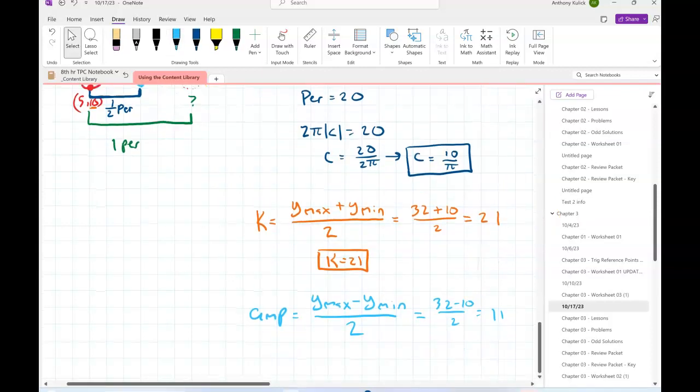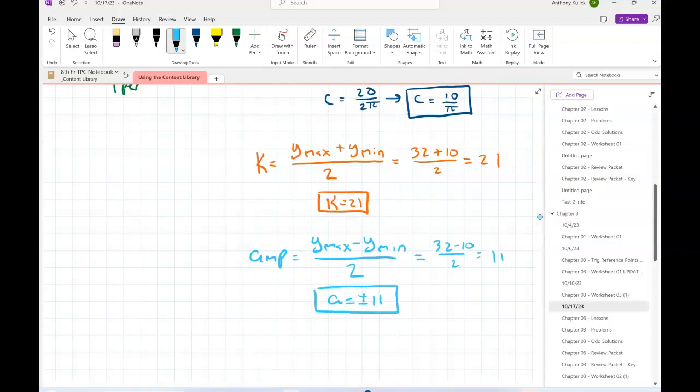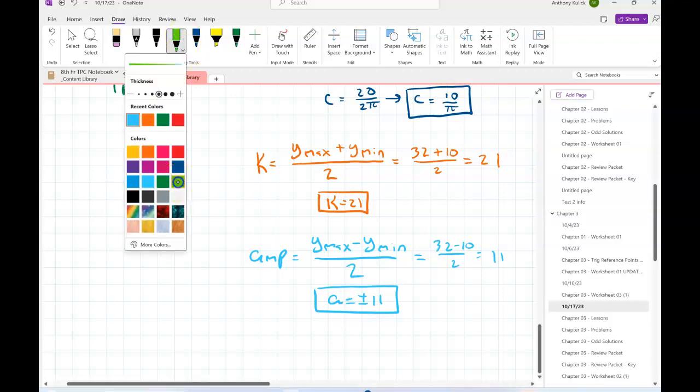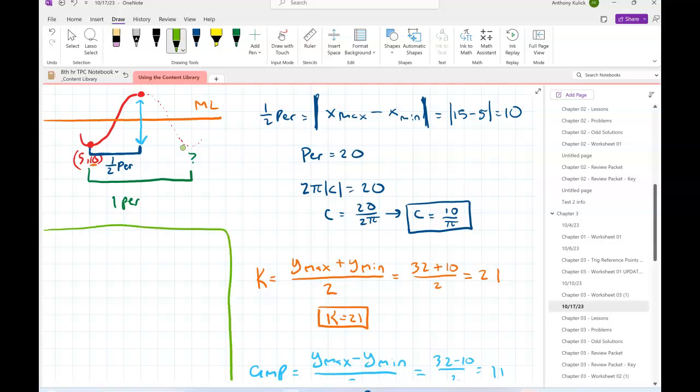It'll be 11. So we know that the a is plus or minus 11. So far, so good? The last thing I need to do now is figure out the sign for my a and the value for h.